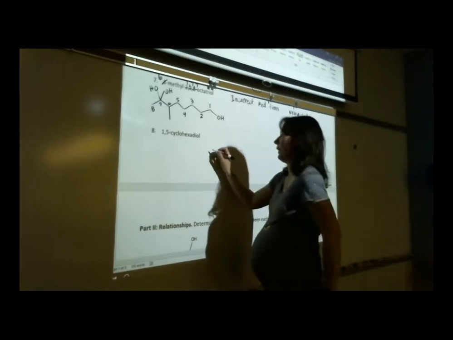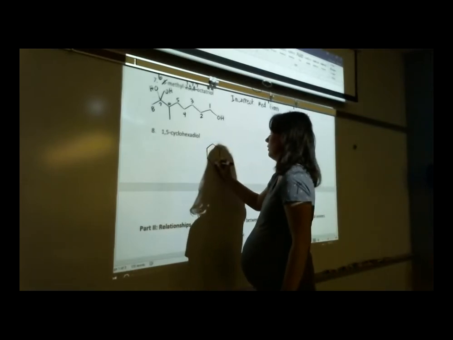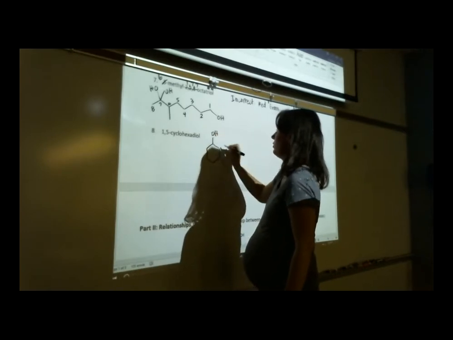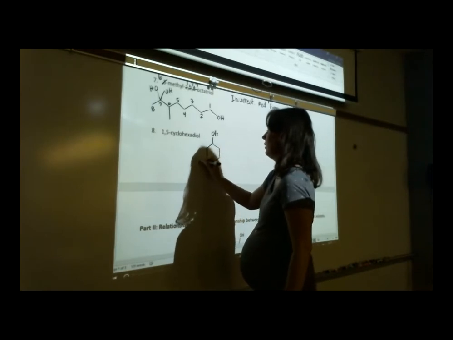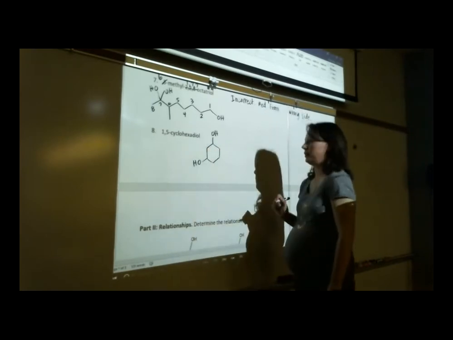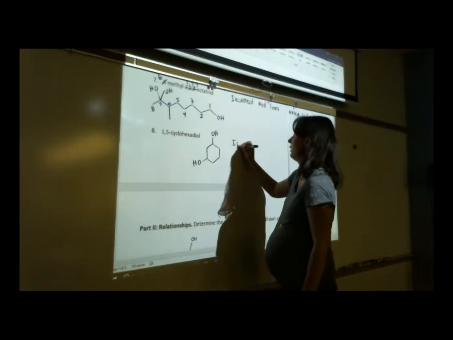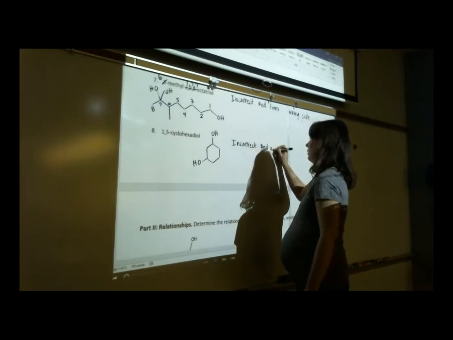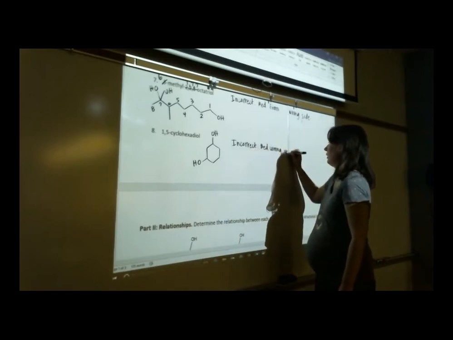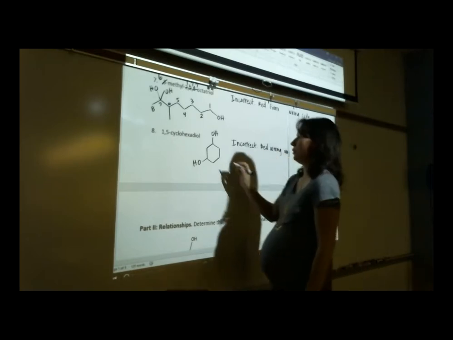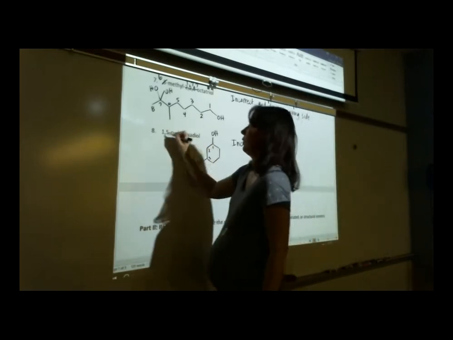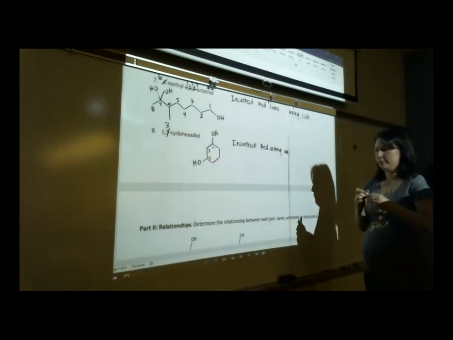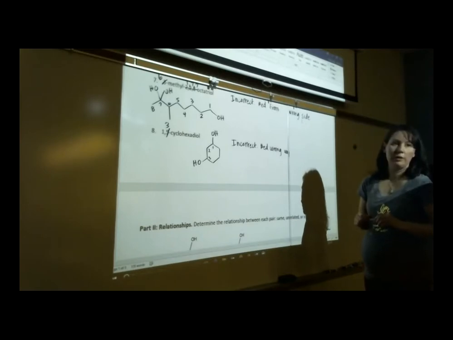And then cyclohexa, that'd be a 6-membered ring. A diol. 1, 2, 3, 4, 5. Is that correct? No. What's the mistake here? Numbered the wrong way. Right. So it should be 1, 2, 3. 1,3-cyclohexadiol. Good. Are we good on those 2?